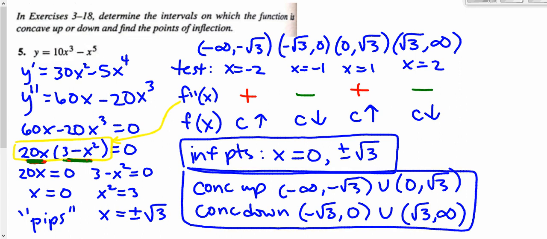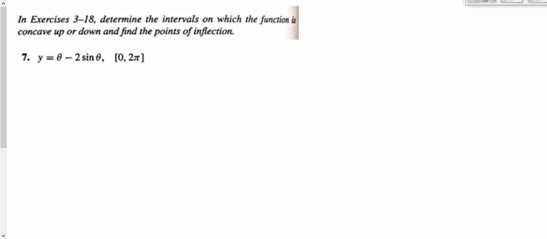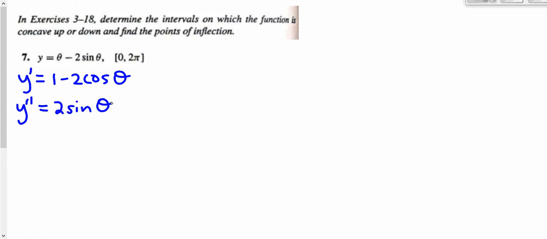Next one. Number 7, same directions, new function. Let's find the first derivative, and that would be 1 minus 2 cosine theta. And let's find the second derivative, and that would be 2 sine of theta. Now let's see where the second derivative equals 0. And we can divide both sides by 2. And we're just on the interval from 0 to 2 pi.